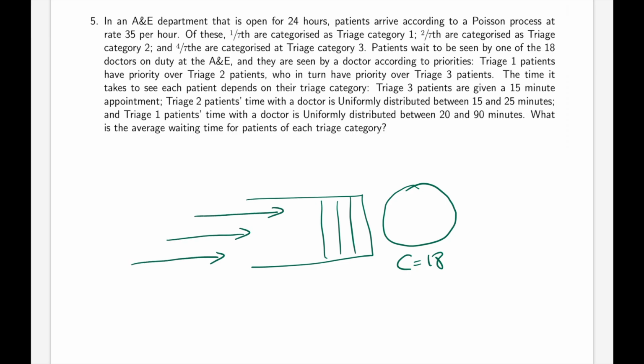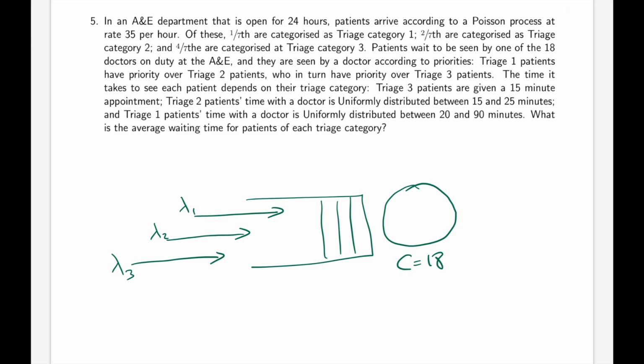I've staggered those arrows here just to indicate that some have priority over others. Triage 1 patients have the highest priority, so they will arrive with arrival rate lambda 1. Triage 2 patients have the next priority, they will arrive with rate lambda 2, and finally triage category 3 patients will arrive with arrival rate lambda 3.